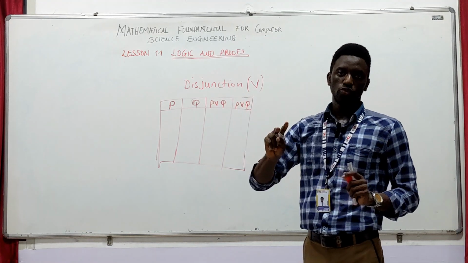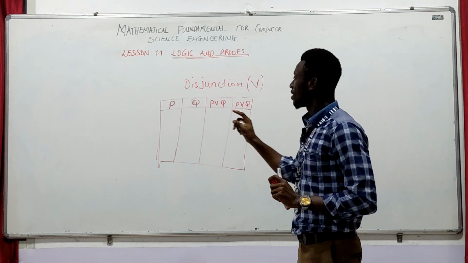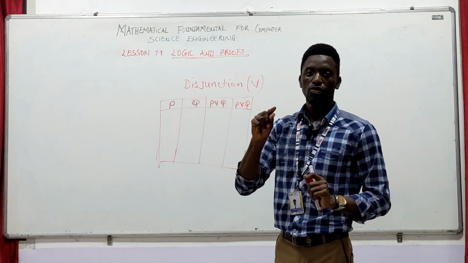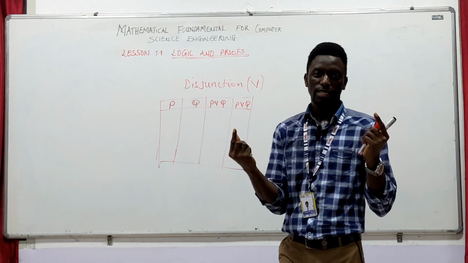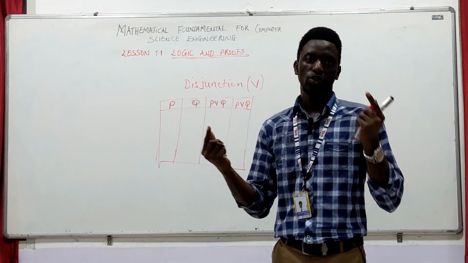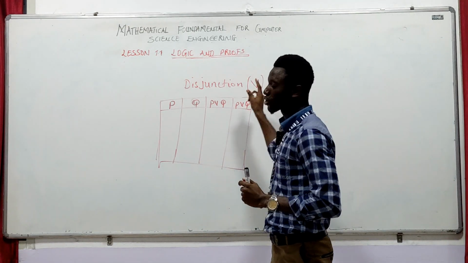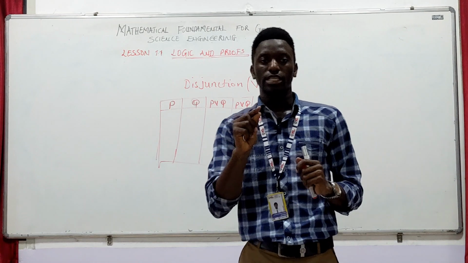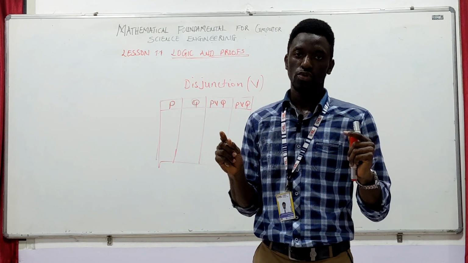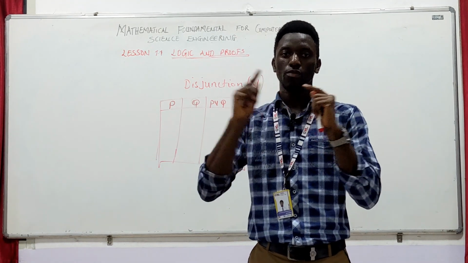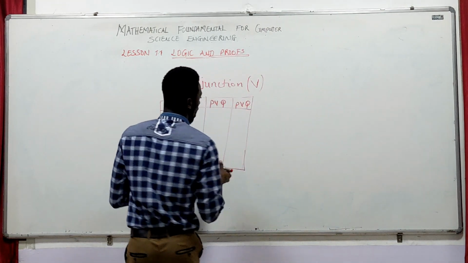disjunction is also divided into two: inclusive OR and exclusive OR. For the inclusive, if one of the statements is true, it can be both, or both of the statements are true. This can be true and the other can be true, or one of the statements is true. But for exclusive OR, one of the statements is true, but it cannot be both. Either one of the statements is true, or the other statement is true, but it cannot be both statements. So that's the difference. Let's see here the tabular representation.